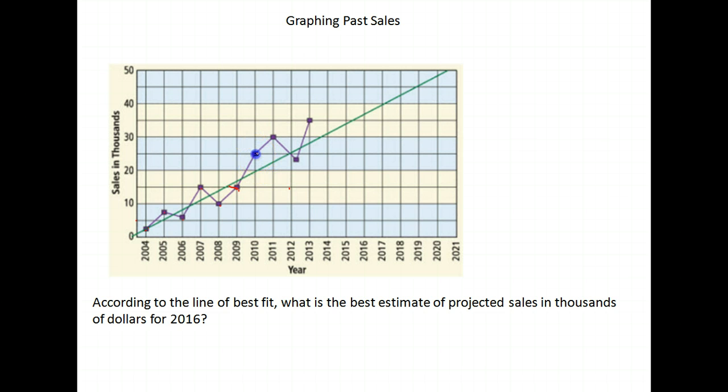2010, they jumped way up here between 20 and 30. They were up at 25,000. 2011, they jumped again, clear up to 30,000. 2012, they missed a little bit, but they were back down below 25,000. And then in 2013, they jumped clear up here to 35,000. Now, that is their actual sales.